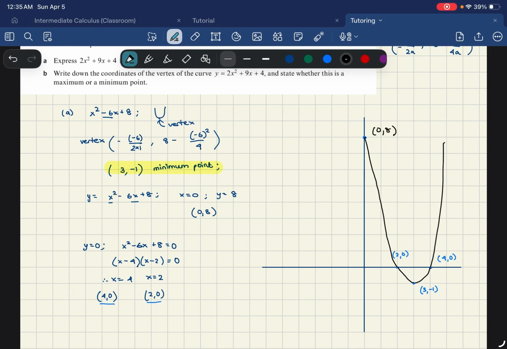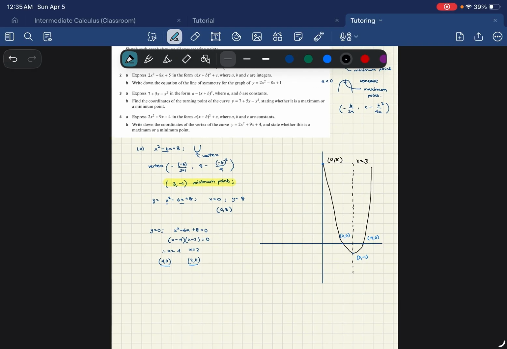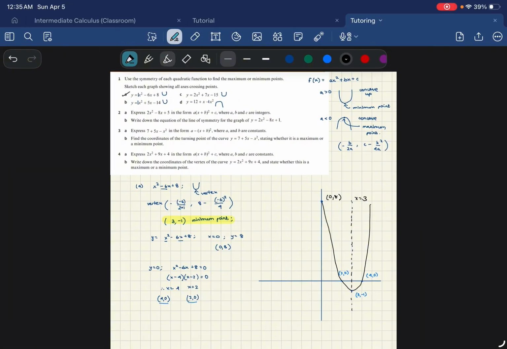So this is how your graph should look, a bit more proper. You can draw it using a proper scale, and it's symmetrical about this line. This is your axis of symmetry, x is equal to 3. All right, so we are done with part A.